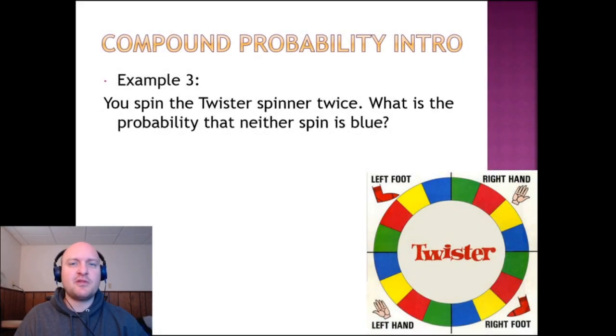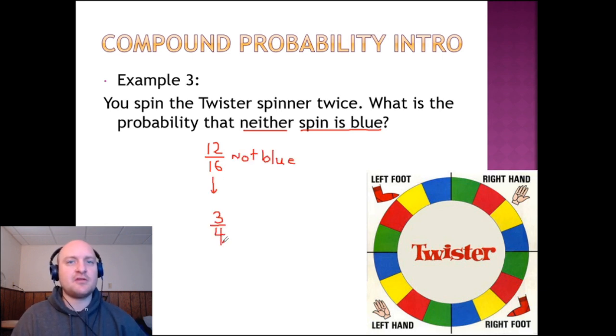This is an example of both complementary probability and compound probability. We're going to spin the spinner twice. What is the probability that neither spin is blue? Well, so this is a coded version of a complementary probability. It's not blue. 12 of the 16 sections are not blue, which simplifies to 3/4. However, I'm going to spin this spinner twice, so I'm not just going to have one of these 3/4. I have 2, and since compound probabilities multiply, I have to multiply these 2 fractions together to make 9/16 as my final answer.